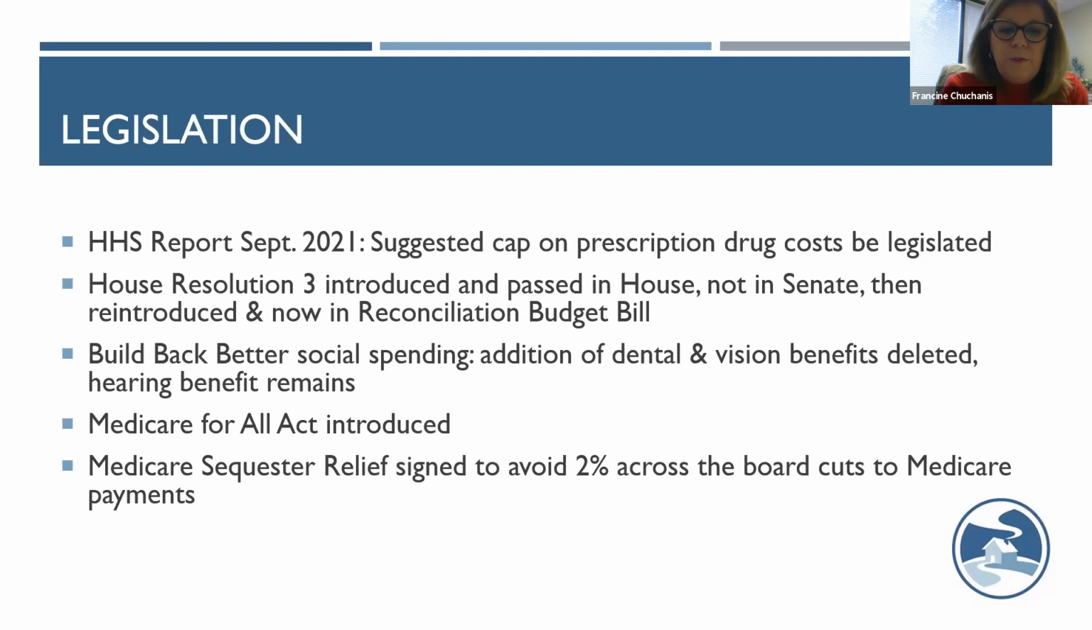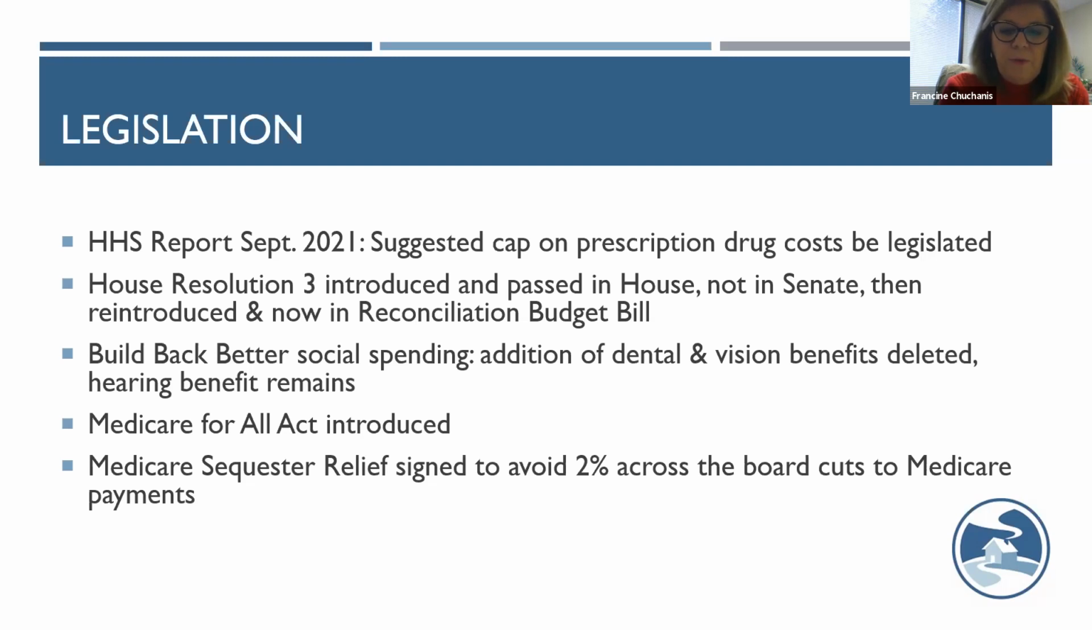It was reintroduced in the reconciliation budget bill. And what that said was that Medicare could negotiate prescription drug costs just like the VA administration does. That has been thrown out. So what we're waiting on now is the Build Back Better social spending bill. So recently, the one bill was passed, the President's infrastructure bill. So the second bill is called the Build Back Better social spending.